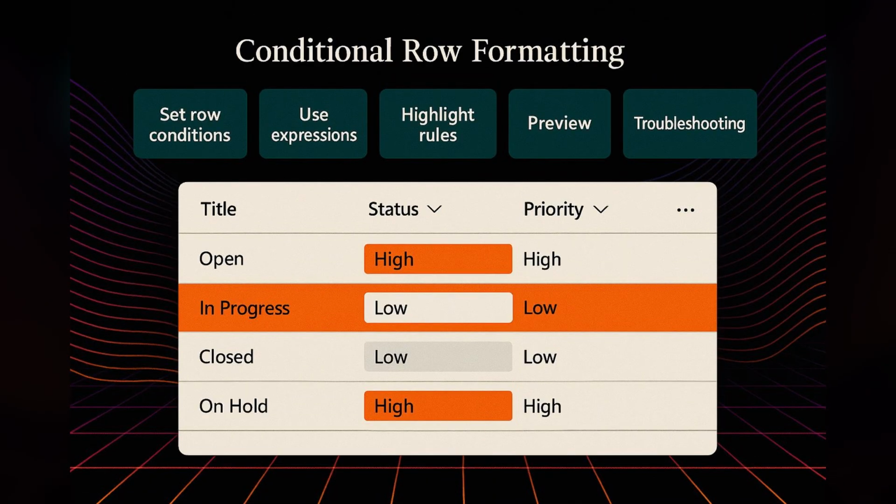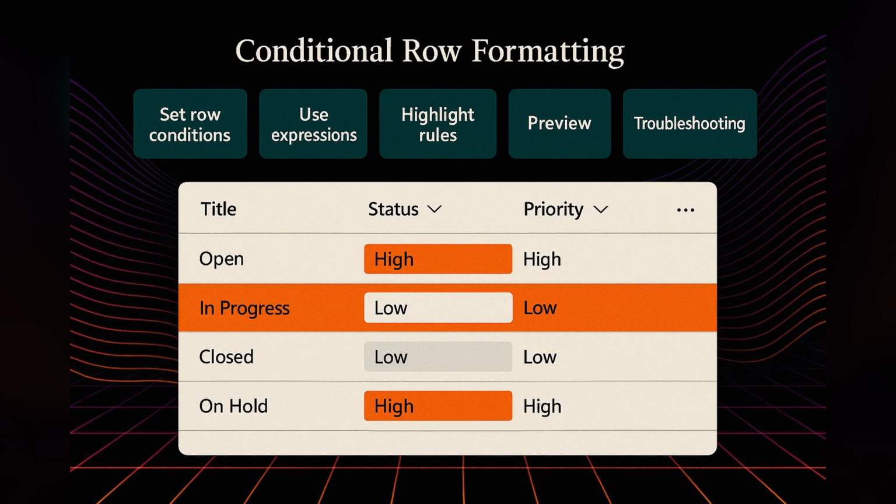Conditional row formatting is a powerful way to highlight important data in SharePoint lists. By setting rules or expressions, you can automatically apply visual cues, like background color, font style, or icons, to entire rows based on their values. This helps users quickly identify urgent tasks, high-priority issues, or critical deadlines in large datasets.